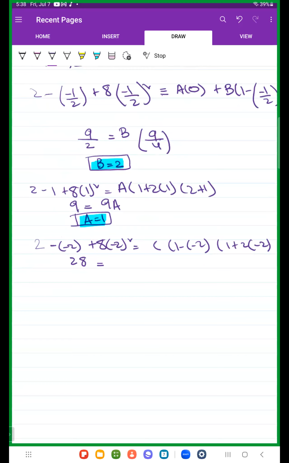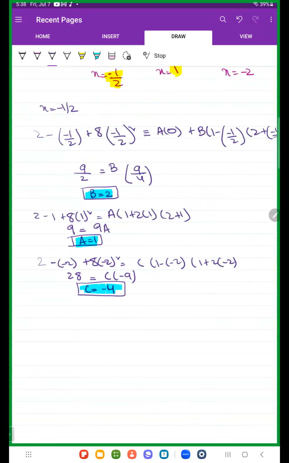I'm getting -20 over 9. Minus 20 over 9? Let me check. No, just a second. -4. Okay, so you will be left with C is equal to -4. Okay? Did you understand this? Yes. Okay. Alright, so this is how we solve proper fractions.